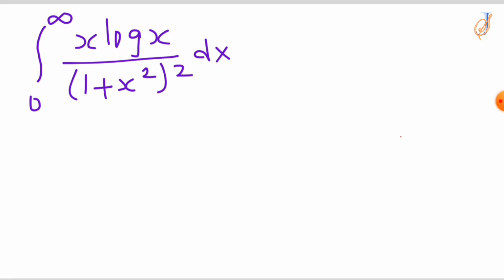To evaluate the integral from 0 to infinity of x log x over (1 plus x²)² dx, you might think that substituting x as tan θ is a brilliant move. And it's true, the substitution can work. However, as we will see, it's not the most efficient way to simplify this integral. Let's go ahead and try the substitution.